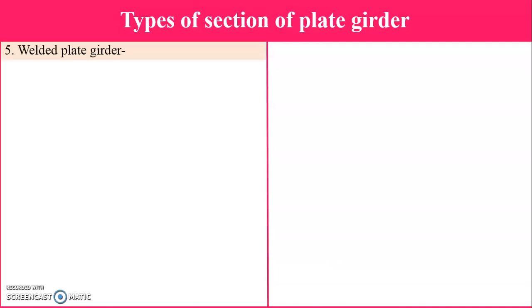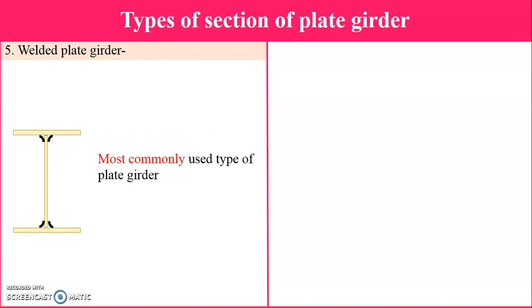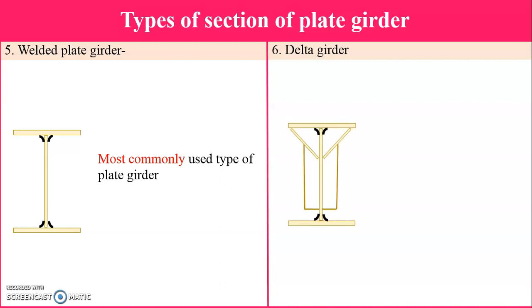So the fifth one is a welded plate girder. This is the most commonly used type of plate girder in the steel structure industry. Just three simple plates are used to form a plate girder. Then the sixth is a delta girder, which has a section like this, where it is nothing but the welded plate girder with additional thick cover plates like this.